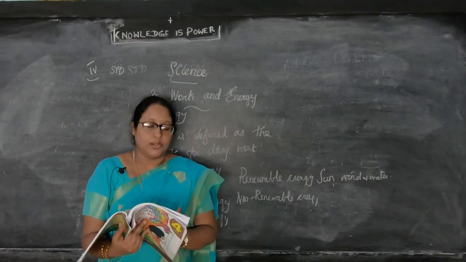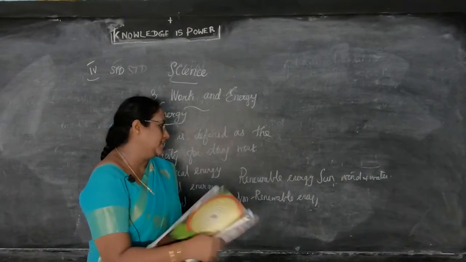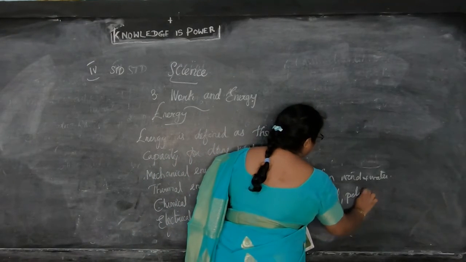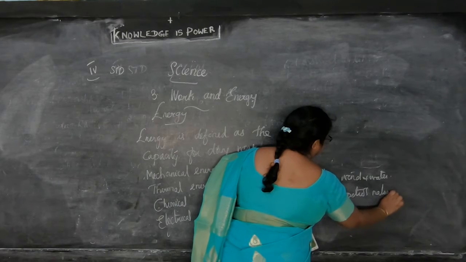So coal, petrol and natural gas, these are the non-renewable resources. Coal, petrol and natural gas.